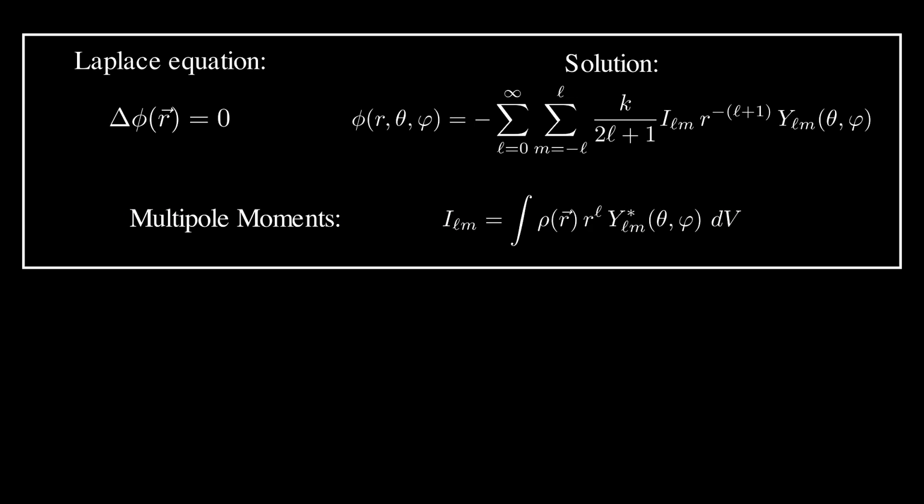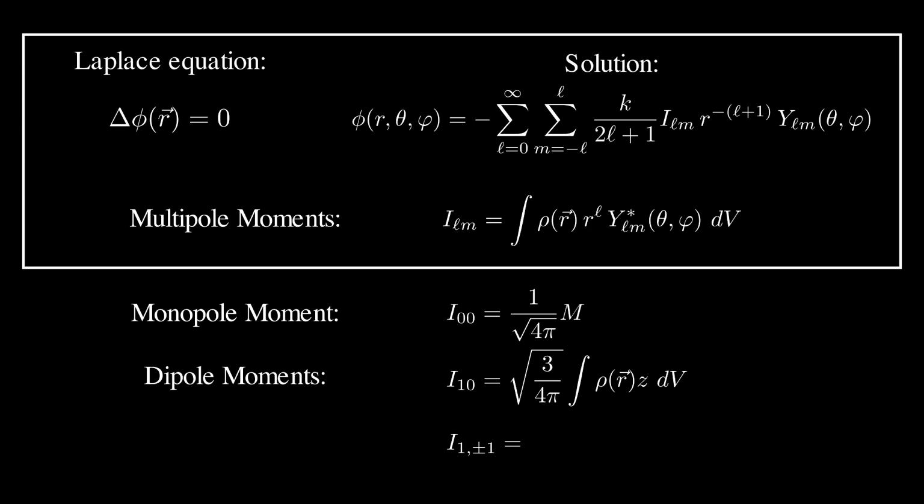The moment corresponding to L equals 0 is known as the monopole moment. In the case of gravity, this simply corresponds to the total mass of the density distribution, and for electrostatics, it corresponds to the total charge. The moments with L equals 1 are known as the dipole moments. In gravity, the dipole moment vanishes in the center of mass frame. In electrostatics, however, even in the absence of net charge, a dipole moment can remain. For example, when distributions of positive and negative charges are slightly displaced.